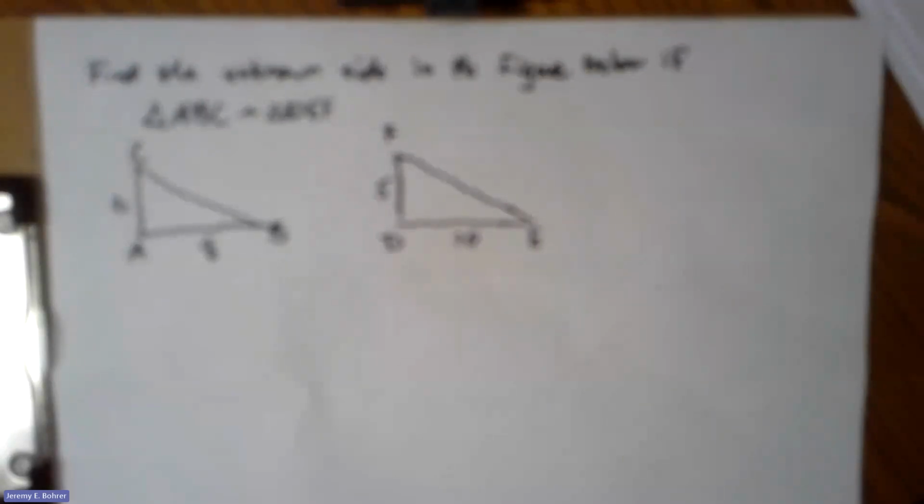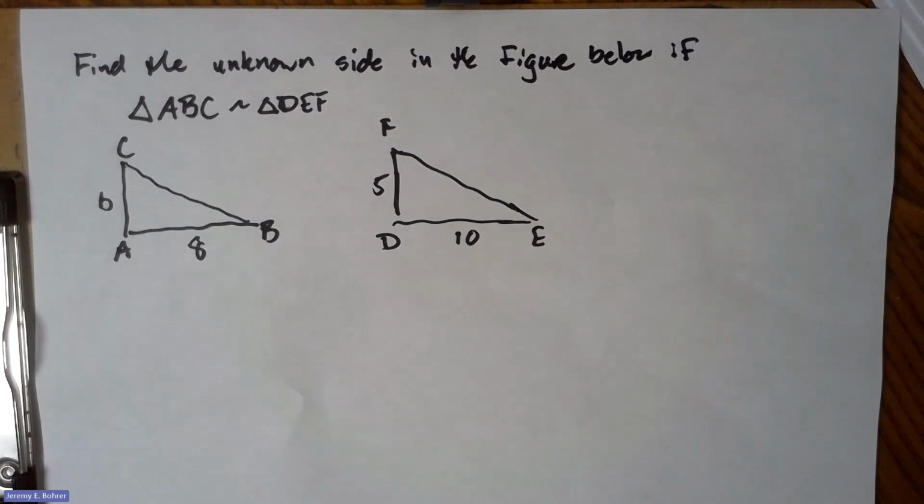In this video, we are looking at the examples in the 18-1 slides. The first problem asks us to find the unknown side in this figure below if triangle ABC is similar to triangle DEF.